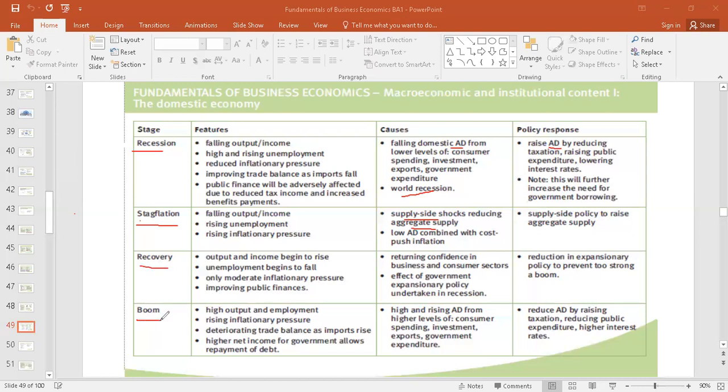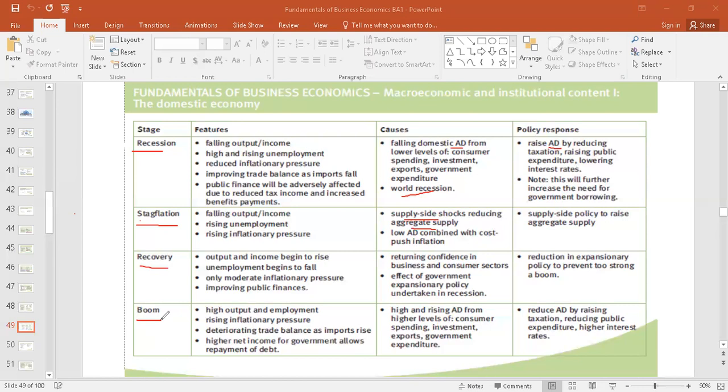What happens in a boom? Here in case of boom, we see high output and employment, rising inflationary pressures, deteriorating trade balance as imports rise. So more activity happens, and when more activity happens, there is a requirement for additional material. So more imports happen, and that will impact foreign reserves in terms of making payment. So that can affect the balance of payment, deteriorating trade balance. Higher net income for government allows repayment of debt.